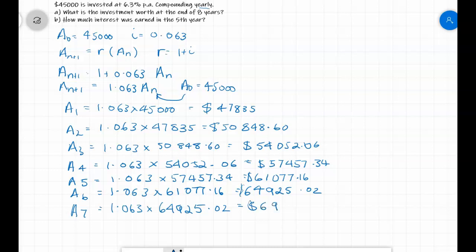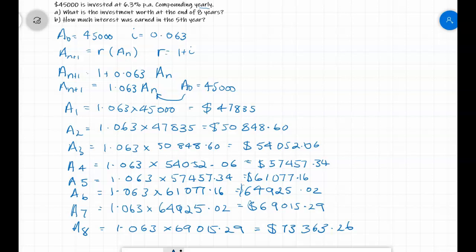$69,015.29. And finally, we get there. A8 is equal to 1.063 times 69,015.29, which gives me a grand total after 8 years of $73,363.26.